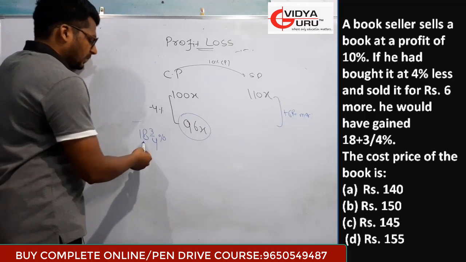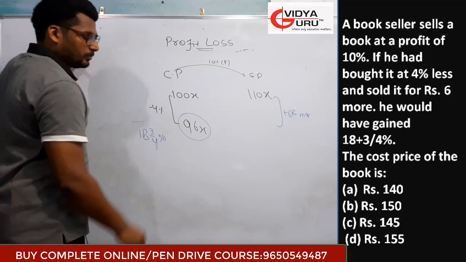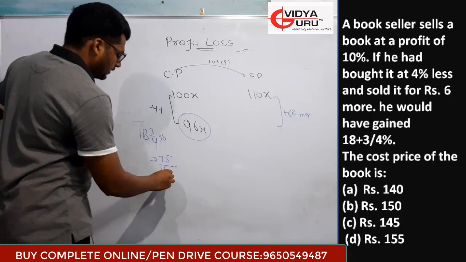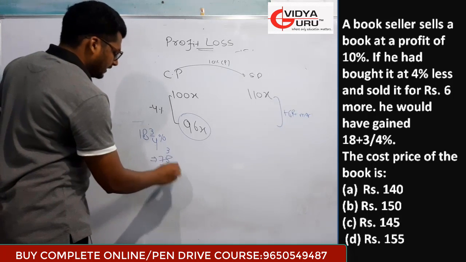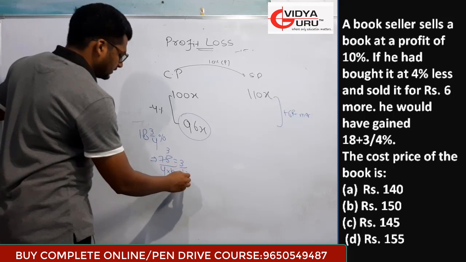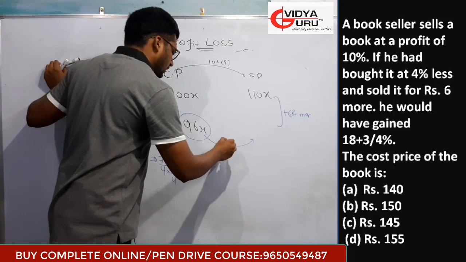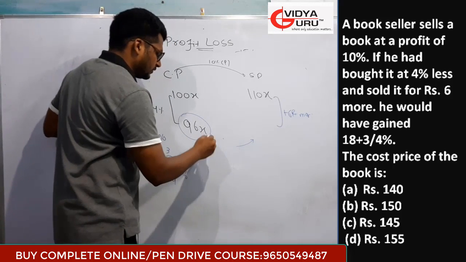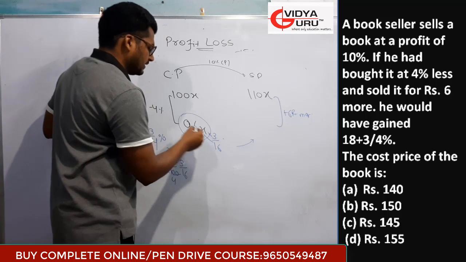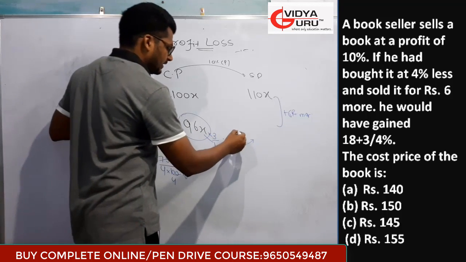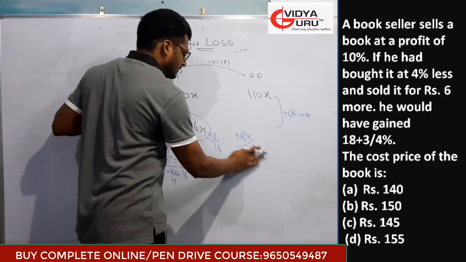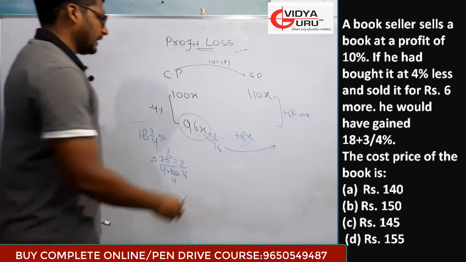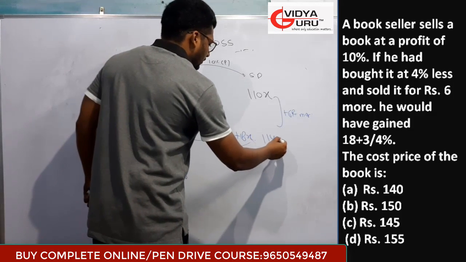What is the fraction? We will convert this into a fraction. 18 fours are 72, plus 3, 75 by 4, into 100, that is 25 threes, 25 fours, the fraction is 3 by 16. The profit is 3 by 16 of the CP. 16 sixes are 96 and 6 threes are 18. That means there is 18x profit. Then what will be the new SP? 96 plus 18x, it will be 114x.